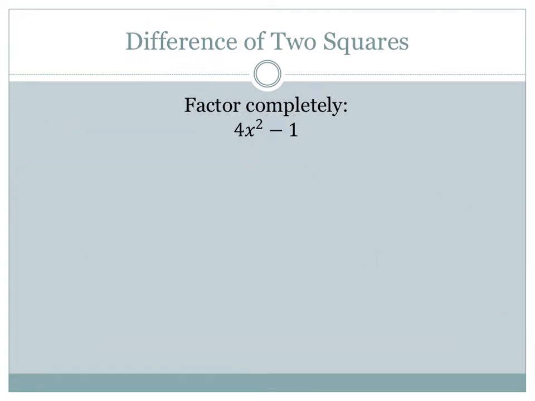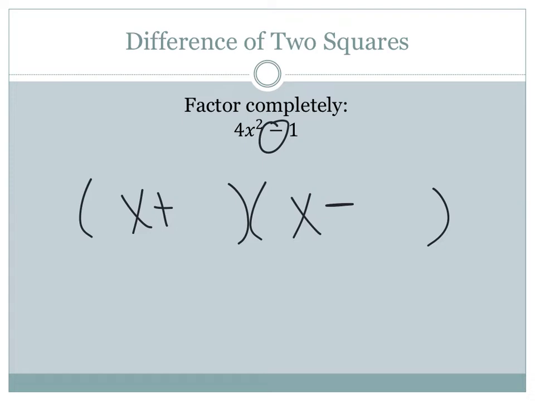Now this one, we do have a subtraction sign, so I know that I can take the difference of two squares. So we're going to do parentheses, plus, minus. I know there's going to be an x and there's going to be an x. Now the catch is that we have a number in front of the x squared. That is the number 4, and 4 is a perfect square. The square root of 4 is 2, so I'm going to put a 2 in front of the x.